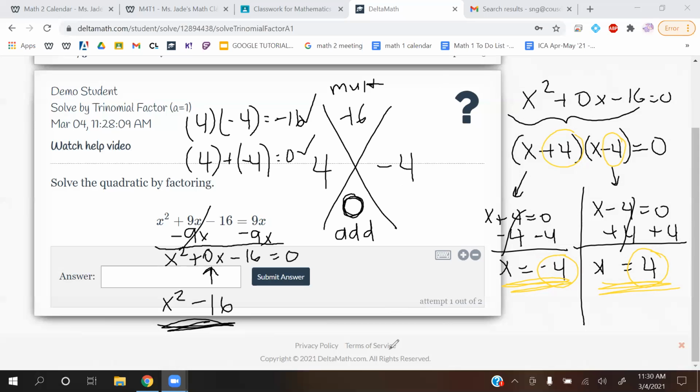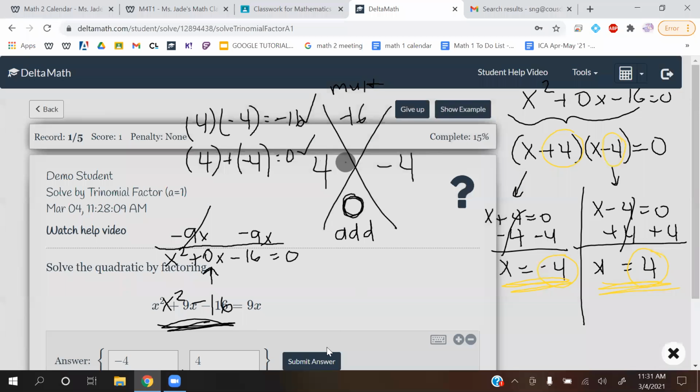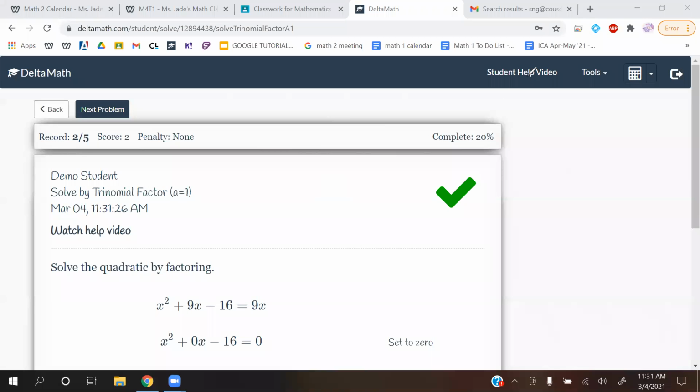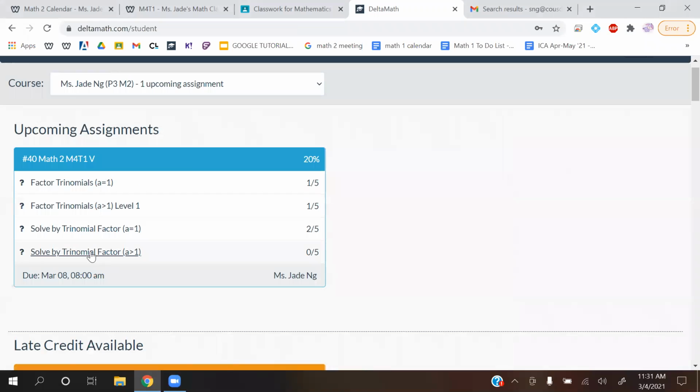Any questions on this one? All right, so I typed it in. I'm going to submit it. And let's clear our annotations because they are so in the way. Cool. Okay, so that was 2 examples from solving by trinomial factor when a is equal to 1. Let's do 2 examples for solving by trinomial factor when a is greater than 1, so our last category.